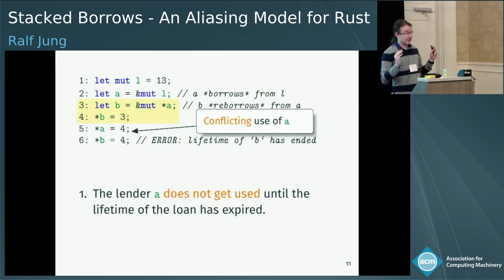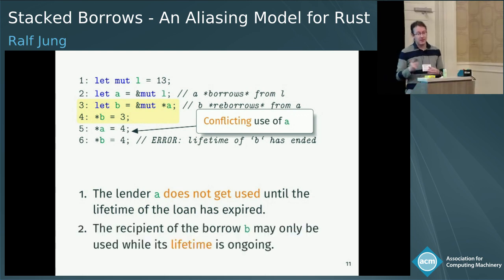The constraints to which lifetimes are subject are, number one, the lifetime has to end when the original owner uses the memory again. So when I lend you something, I may only use it again after the lifetime has ended. This is why in line 5, when the original lender A gets used, the lifetime is over. At the same time, the receiver of the borrow, B, may only be used during the lifetime. If I lend you something, you can only use it while you still have it, before you give it back to me. Putting these two constraints together, we have a conflict here because we cannot resolve them both at the same time.